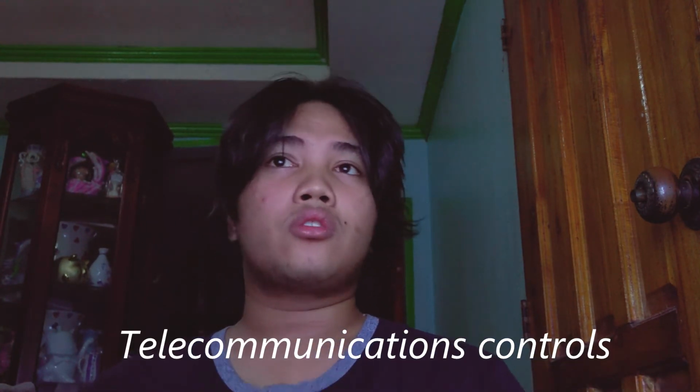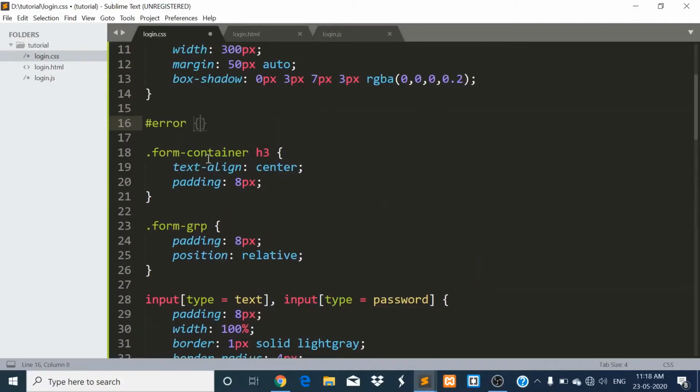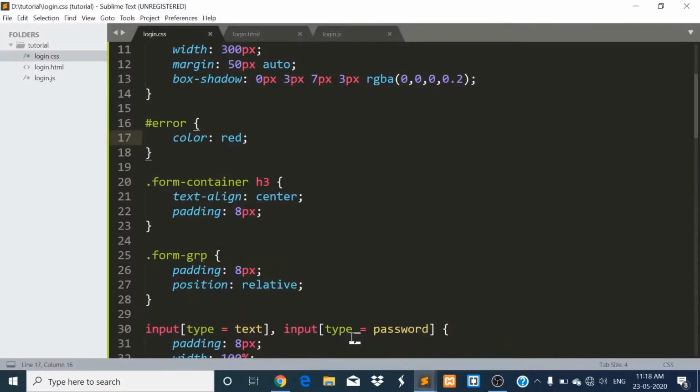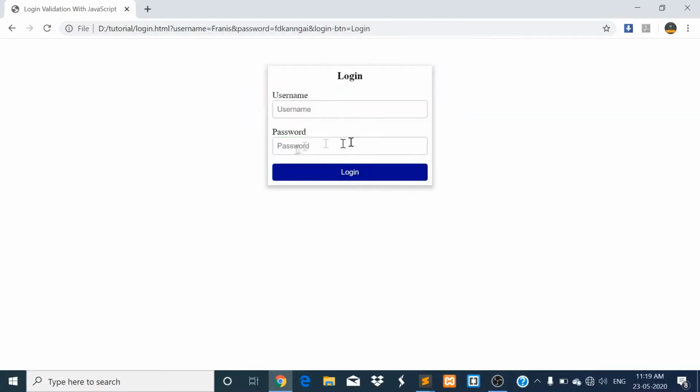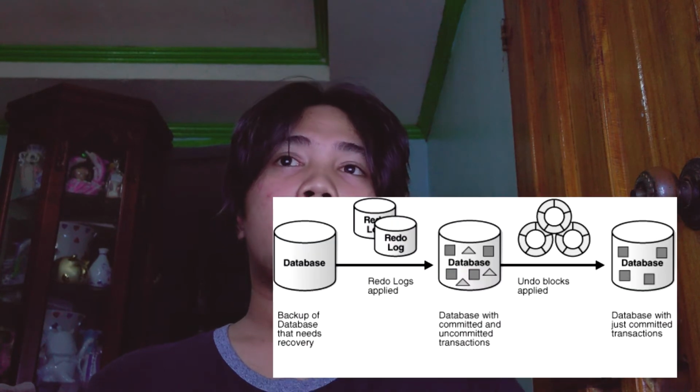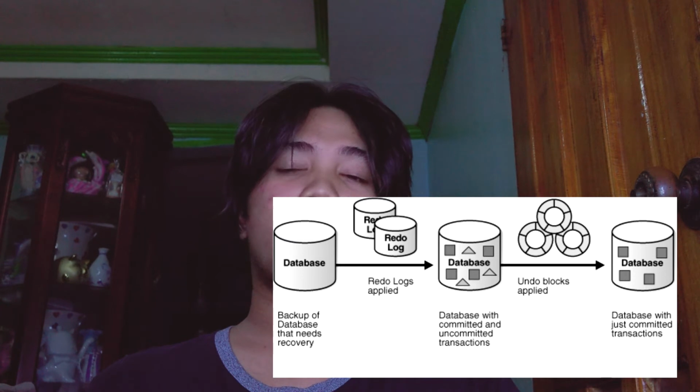The third is the telecommunications controls. These controls help to verify the identity of a particular user. Common types of telecommunication controls include password and user validation routines. Fourth is the failure controls. Failure controls attempt to limit or avoid damage caused by the failure of an information system. Typical examples include recovery procedures and regular backups of data.